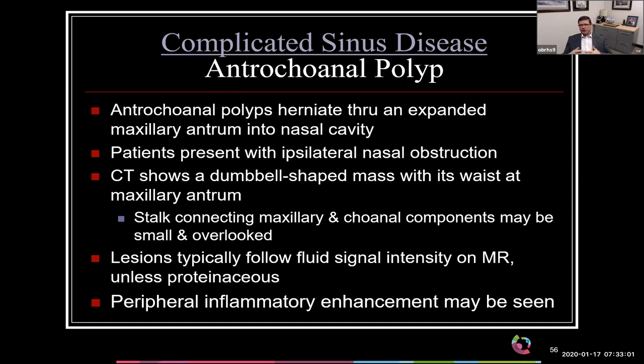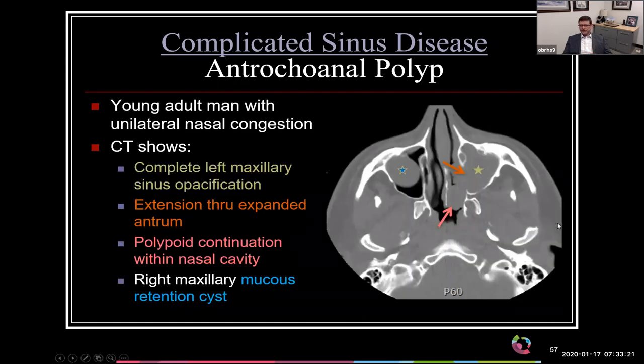So on CT, what you're looking for is maxillary sinus opacification with a lobular component going through the antrum and extending into the nasal cavity. Now, sometimes, depending on how far back that polypoid lesion extends into the nasal cavity, the stalk that connects those two can be very subtle, so you want to look closely for it. So here's a characteristic example. Complete opacification of the maxillary sinus extends through an expanded maxillary antrum with a polypoid component extending posteriorly into the nasal cavity. And then the patient, incidentally, also has a mucus retention cyst in the right maxillary sinus, but this is a very characteristic appearance for an antrochoanal polyp.